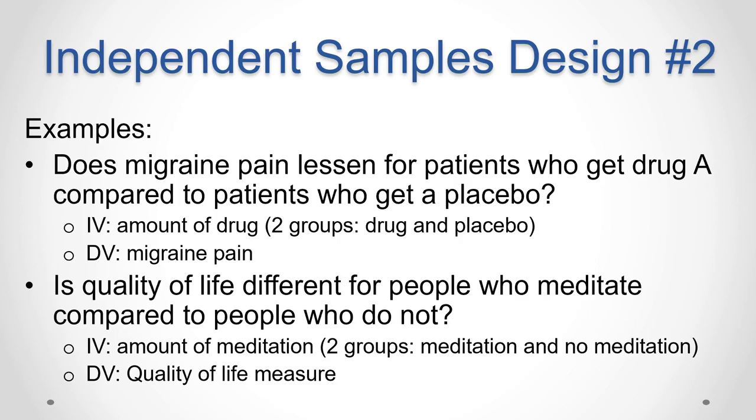Number 2, is quality of life different for people who meditate compared to people who do not? The independent variable here is amount of meditation with 2 independent groups, meditators and non-meditators. The dependent variable is quality of life measure.